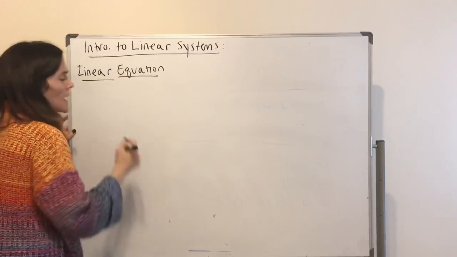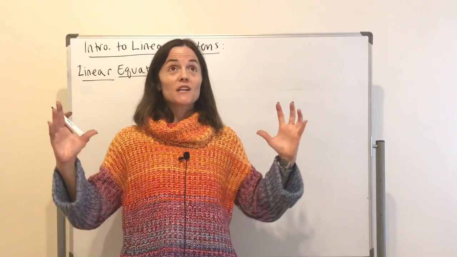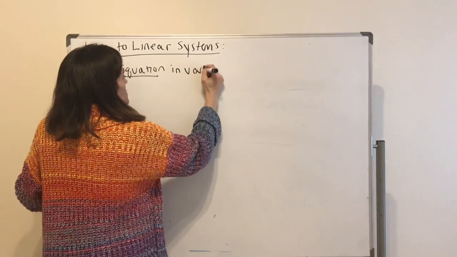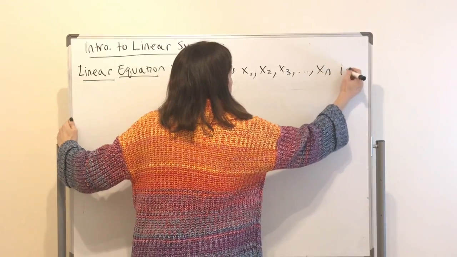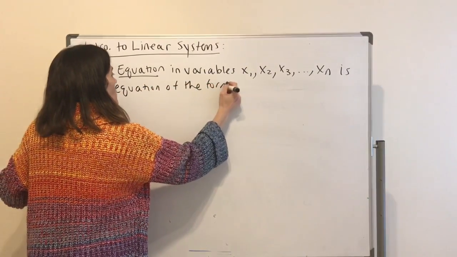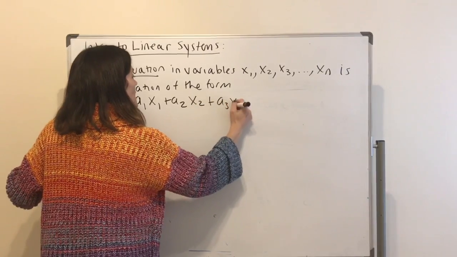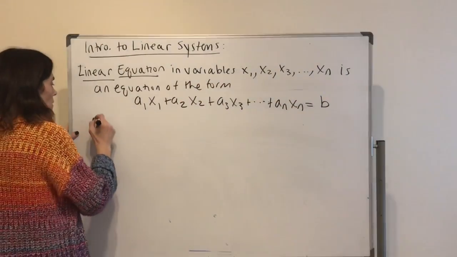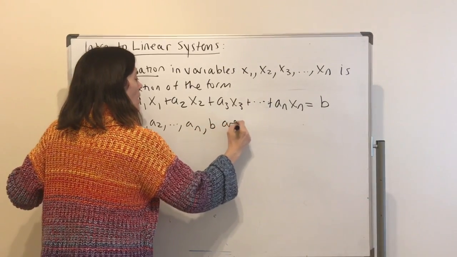Well, generally, an equation and a function are two different things. An equation would be, for instance, setting a function equal to a number or setting two functions equal. Those would be equations. A linear equation, let's say in the variables x1, x2, x3 out to xn, is an equation of the form a1 x1 plus a2 x2 plus a3 x3 all the way out to an xn equals some b, okay, where a1, a2 out to an and b are real numbers.